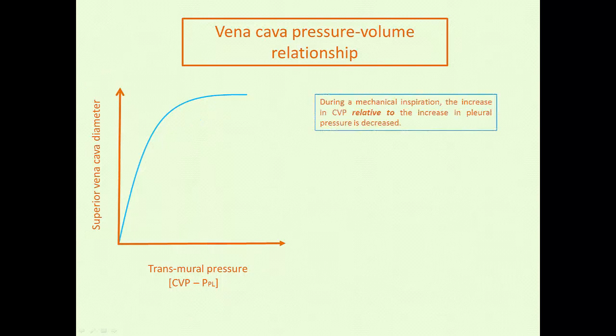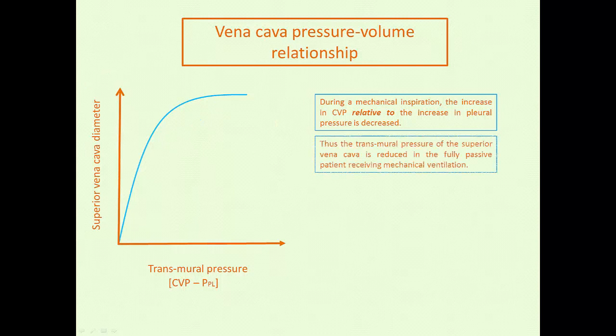So what's happening during a mechanical inspiration? Why would the right atrial pressure change relative to the pleural pressure? Wouldn't they just change in unison? It's a common misconception. But during a mechanical inspiration, the increase in the right atrial pressure, or the CVP, relative to the increase in the pleural pressure is decreased. So it's not worded terribly well, but I think I'll animate it fairly well. So the transmural pressure of the superior vena cava is therefore reduced.